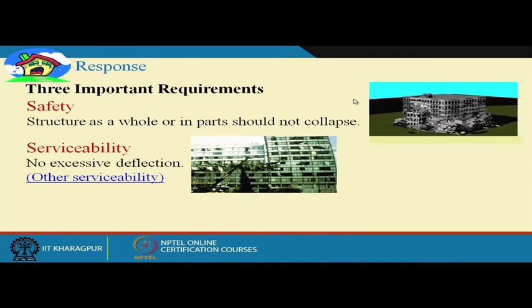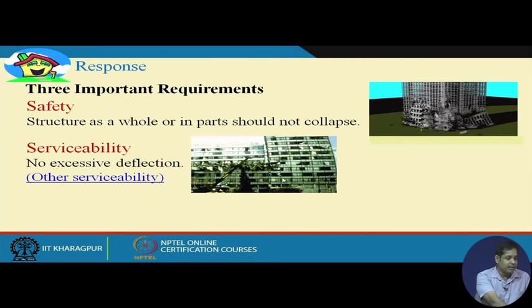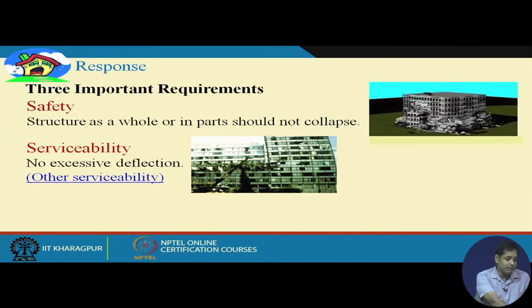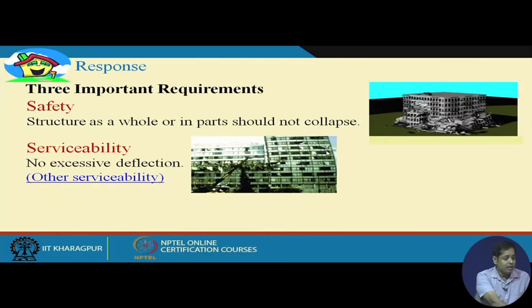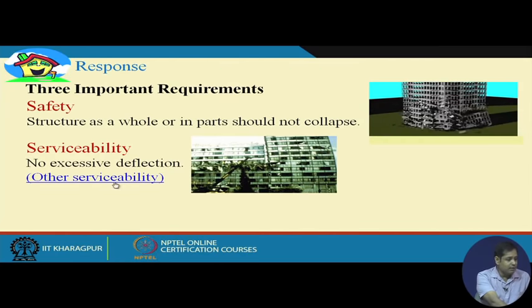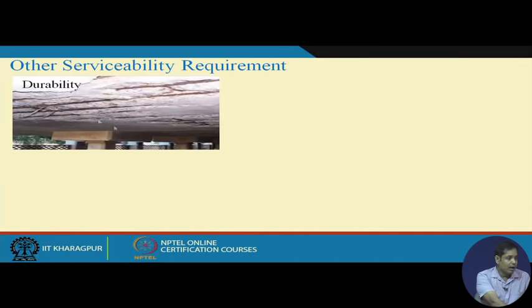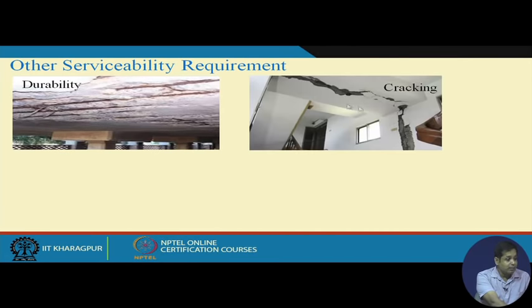The second requirement is serviceability. One of the serviceability requirements is no excessive deflection. The structure may not collapse, but if the deflection is very high, the purpose of the structure is not served. There are many other serviceability requirements as well. For instance, durability: the structure must not have excessive cracking. The structure is still safe, but because of the cracking, the purpose for which it was made is not being served.